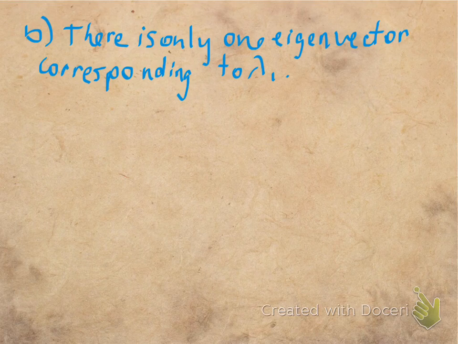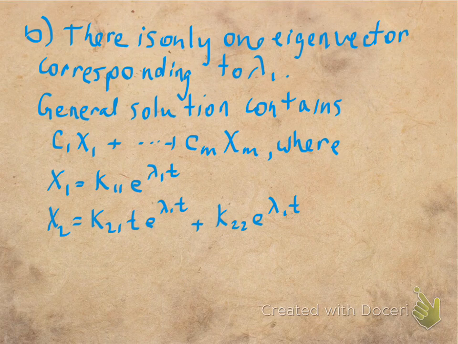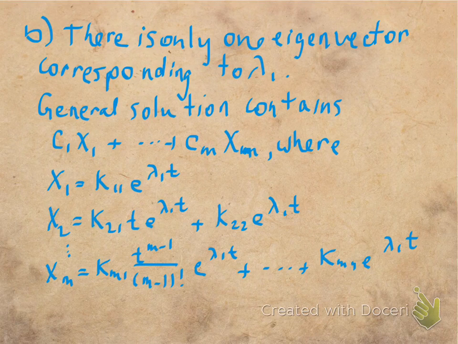The next case would be, what if we don't have m linearly independent eigenvectors? What if there's only one eigenvector corresponding to lambda 1? Then our life gets more complicated, and it's a theorem that you can prove that our general solution will contain terms of the form c1 x1 plus up to cm xm, where x1 is k11 e to the lambda 1 t, x2 is k21 t e to the lambda 1 t plus k22 e to the lambda 1 t, and so on.